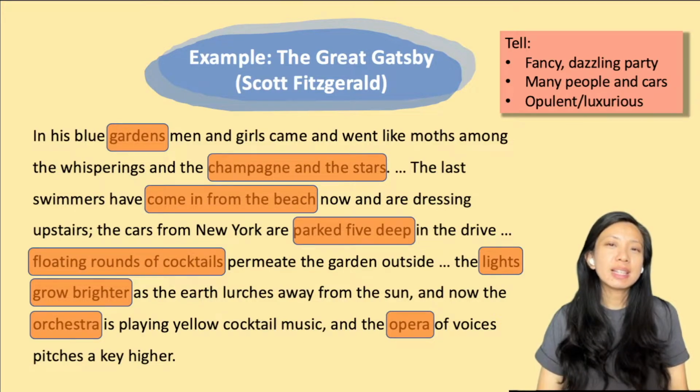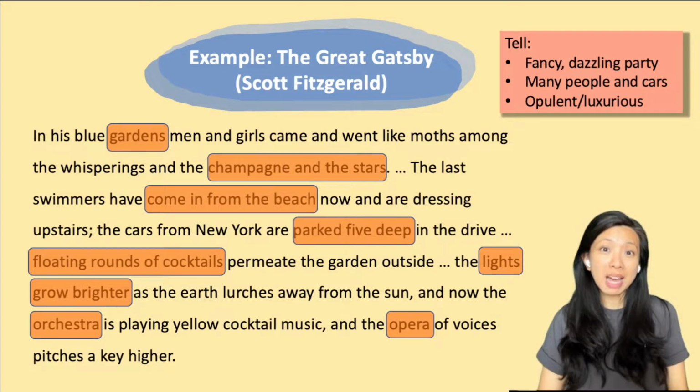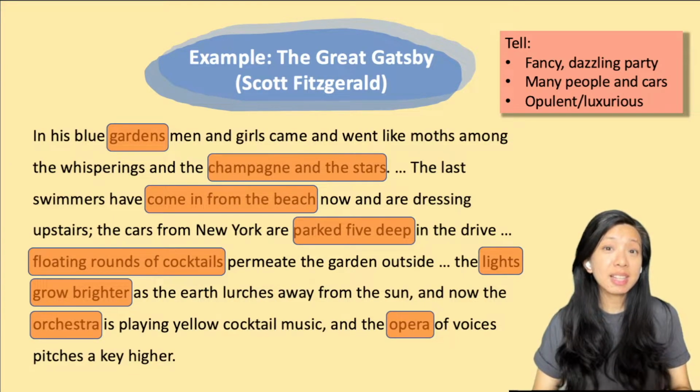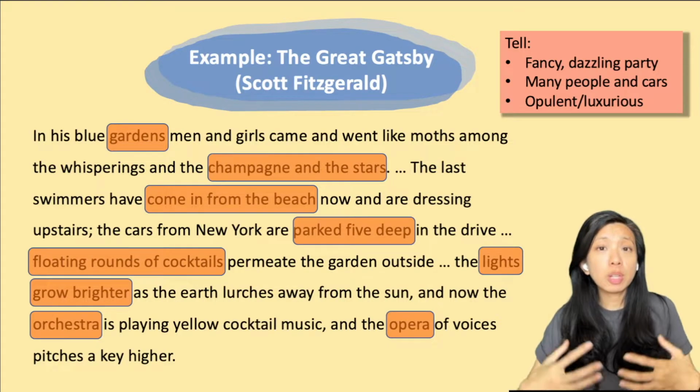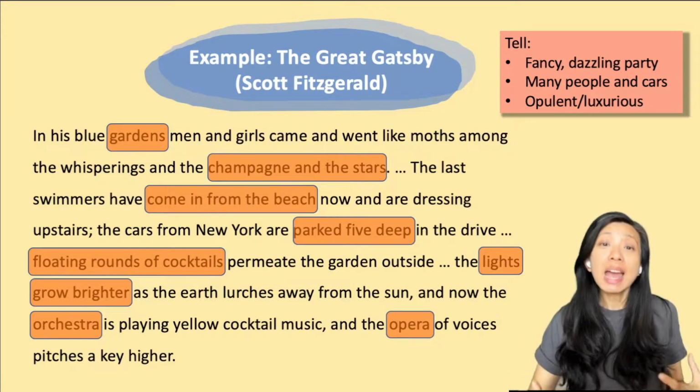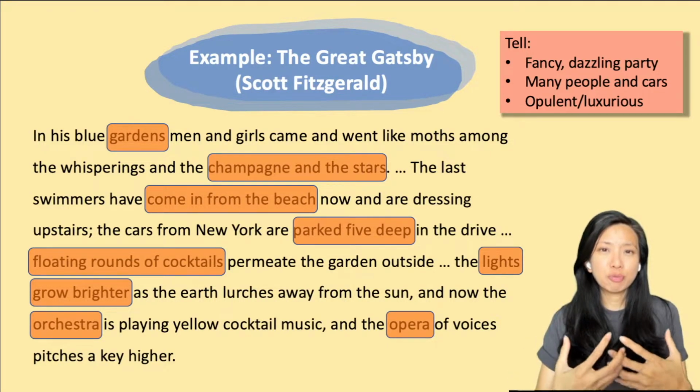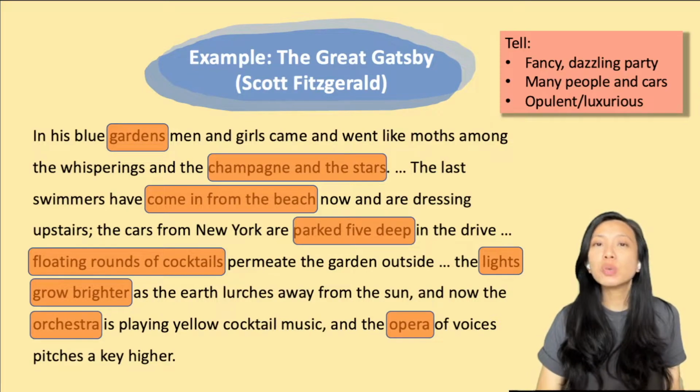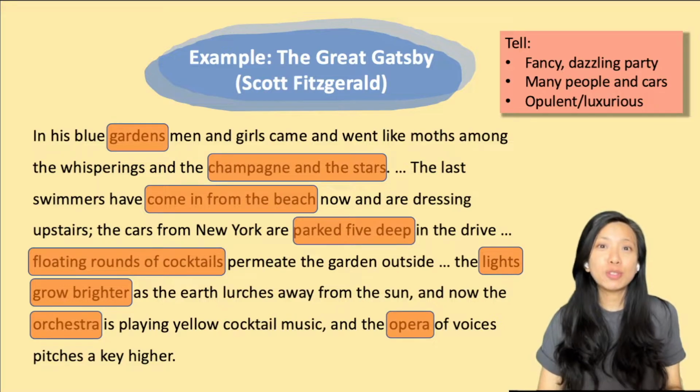So it definitely sounds like a very luxurious party. You can pause the video here and actually compare the differences. What the writer wants to tell us is that it's a really luxurious party with lots of people and cars. Okay. However, the writer didn't tell us that directly. He showed it to us by using different words or phrases in his paragraph. And that's something you should strive to do as well.